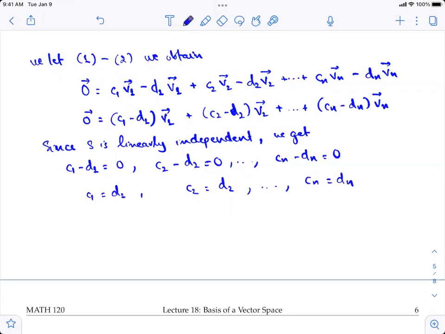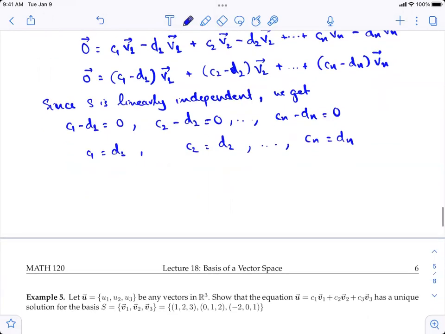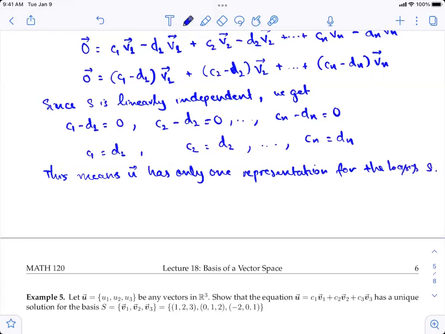That is, there is only one way that you can express the vector U as a linear combination of all the vectors in S. So this means that U has only one representation for the basis S. Again, there's one way to express U as a linear combination of the vectors in S. That is the uniqueness of the basis representation.